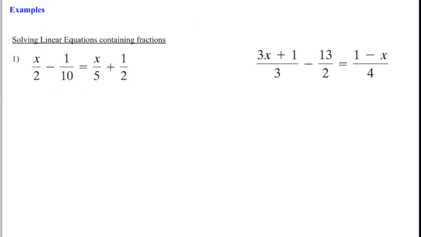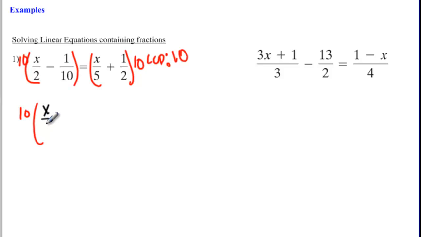So for number 1, 10 will work, right? If you do 20, it's still going to work out the same. You're just going to be dividing by a different number, or you might have to reduce a little bit more. So multiplying both sides by 10 looks like this, but really I think about it like so.